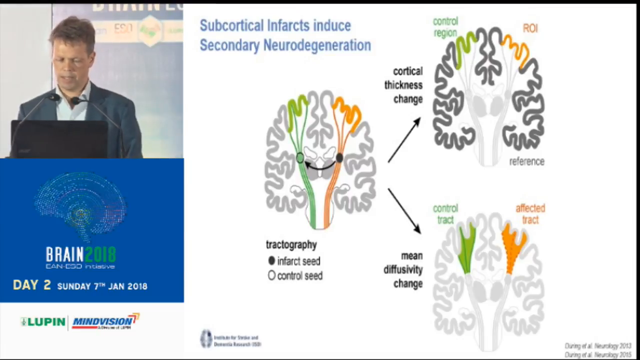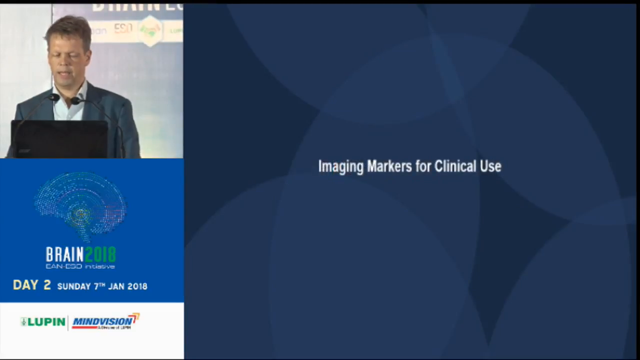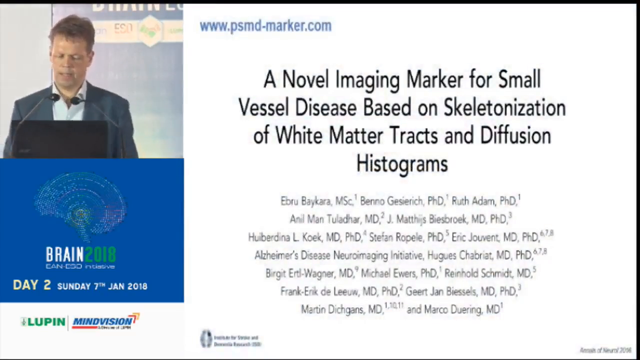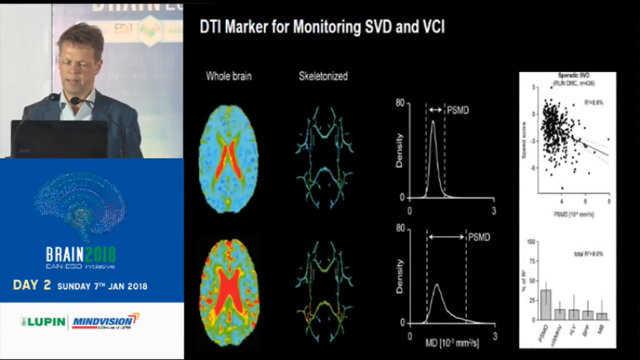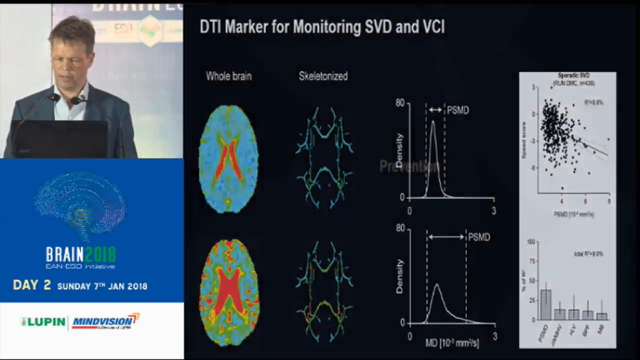I won't go into the details. This is other work we previously published. I would like to remind you again, for clinical utility reasons, that there is an imaging marker that we developed and published last year, and that is freely accessible via the internet. It is particularly useful in clinical use because it correlates extremely well with cognitive decline and cognitive impairment.